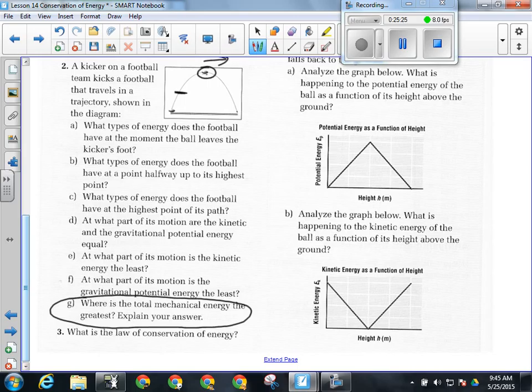The mechanical energy of the object doesn't change. It's the same all the way along. What does change is how much of it's kinetic and how much of it's potential. That's a very telling multiple choice question.